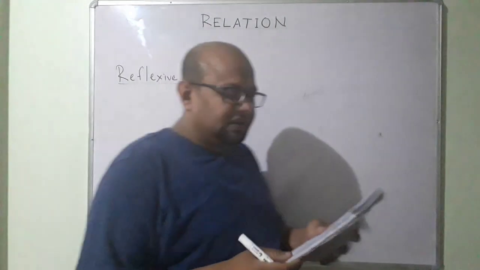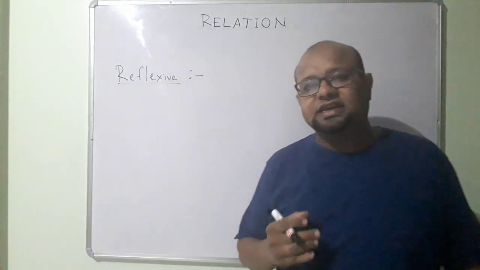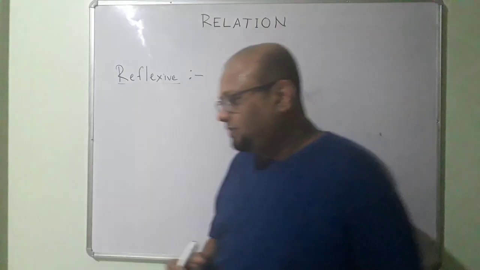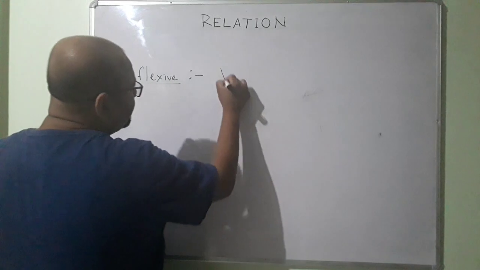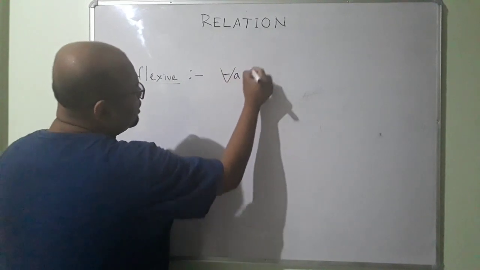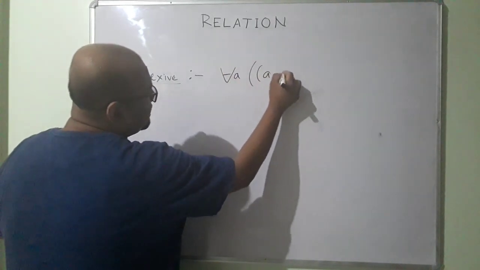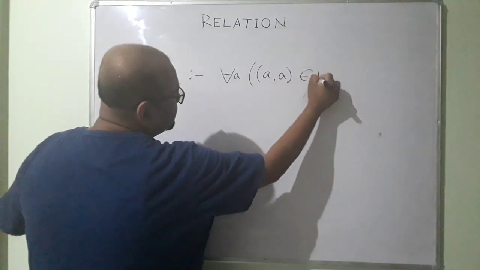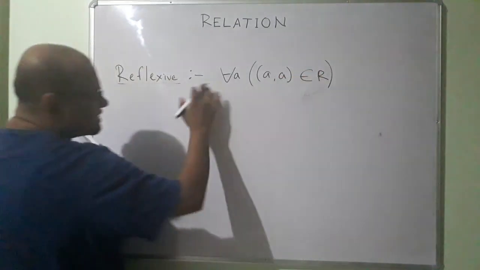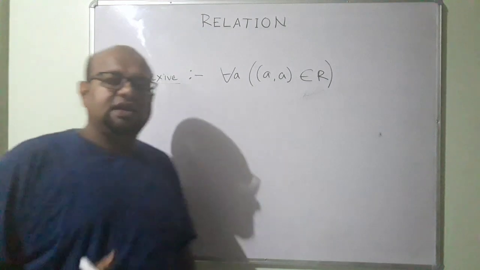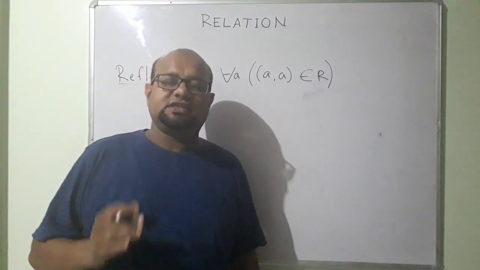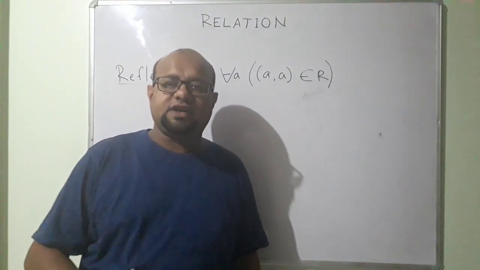Okay, a relation R on a set A is called reflexive if for all the elements, this ordered pair (a, a) belongs to the relation. If this condition is satisfied, then the relation is called a reflexive relation. Okay, this is very easy.